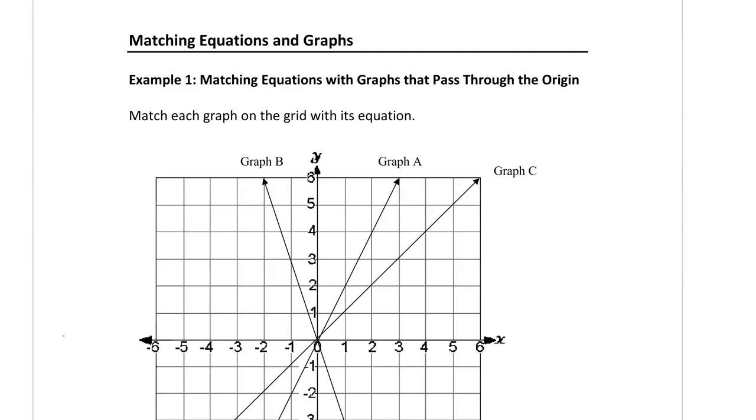Hi everybody and welcome back. We're going to be looking today at matching equations in graphs. So the first example we're going to be looking at is matching equations with graphs that pass through the origin.